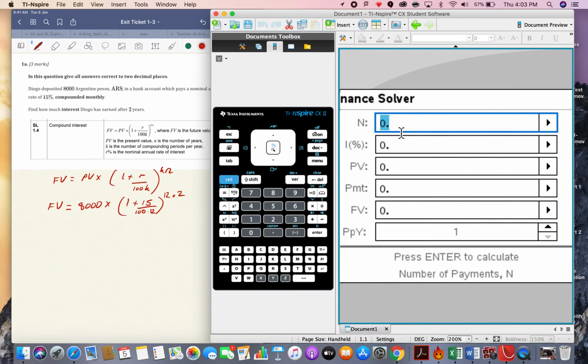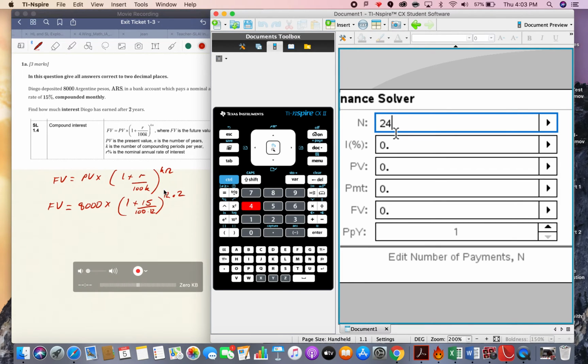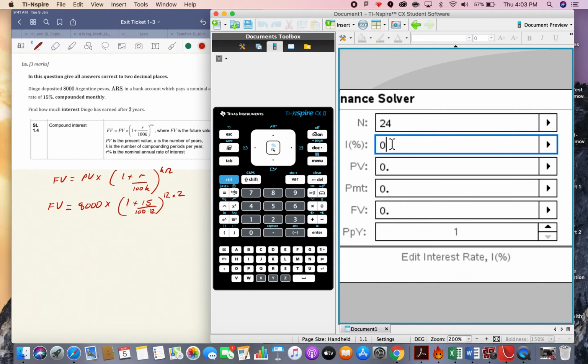And now you've got to be careful here because there's a big N here. But the big N here isn't the number of years, it's the number of payments. So the number of payments here is 2 years, 12 per year, it's 24. So it's actually the 2 times 12 part from here. The interest rate in percent, well, it's the 15%. So type in 15. The present value, well, actually I'm going to put in a negative here because this is money that I'm investing in a bank, so I'm going to give away 8,000 to the bank, so negative here.